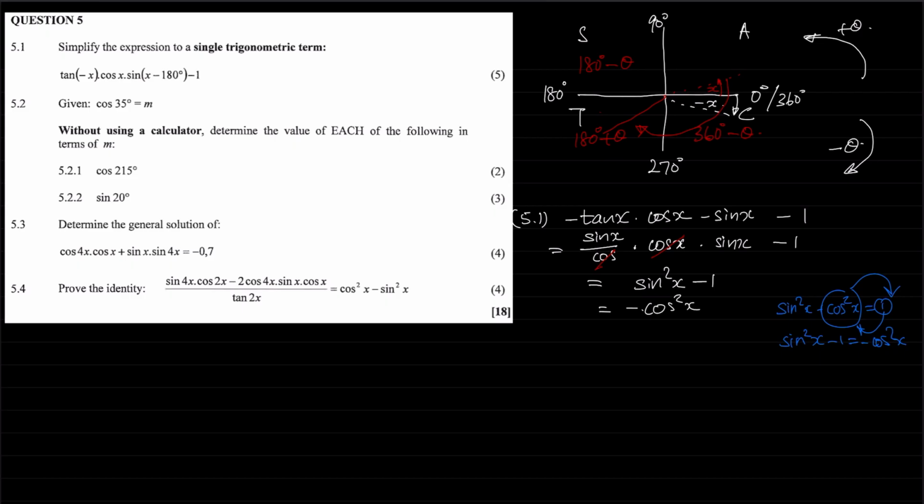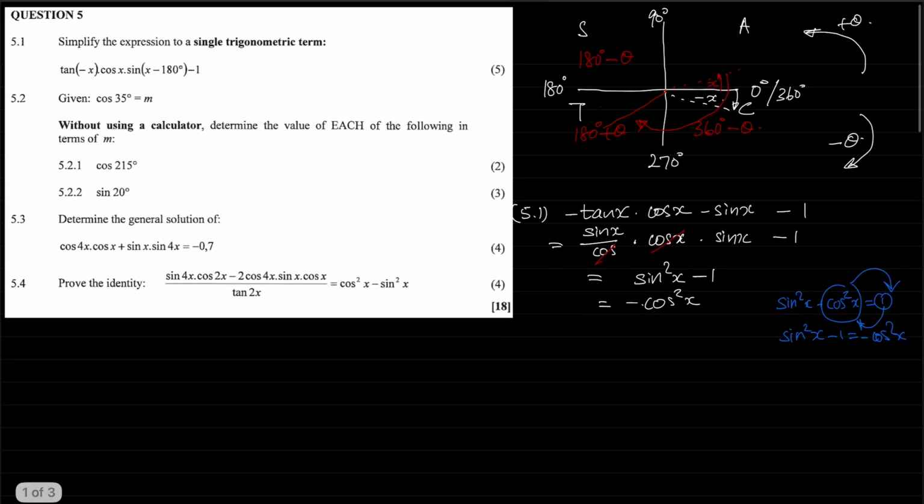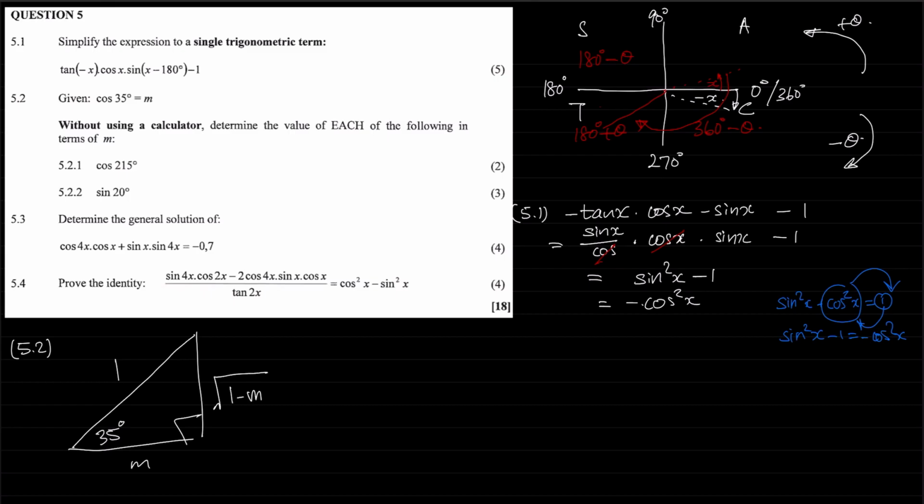Okay. Let's move on. Question 5.2 reads, given cos 35 equals m. Now, when you get a question like this, generally what I like to do is draw a diagram. So my diagram will look like this. 35 degrees. Cos 35 equals m means that the adjacent is m. The hypotenuse must be 1. Therefore, this side must be the square root of 1 minus m squared.